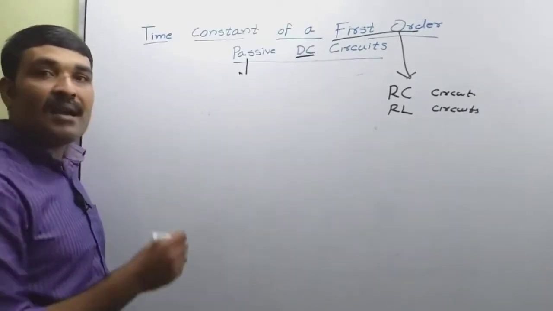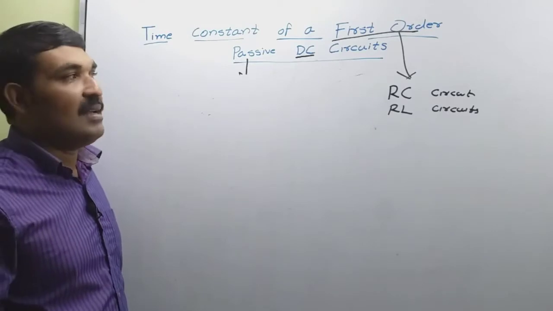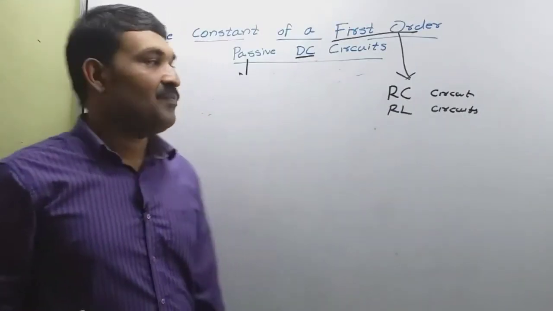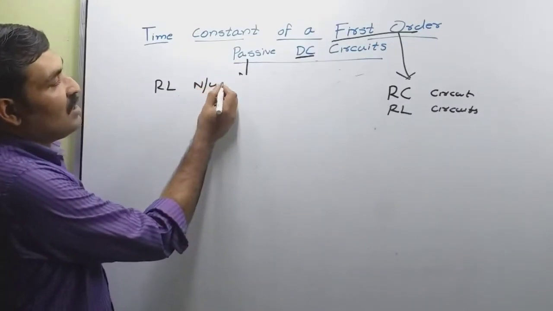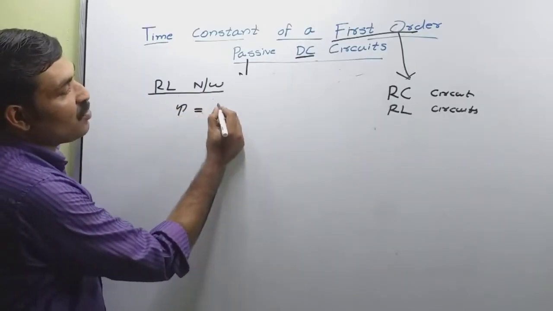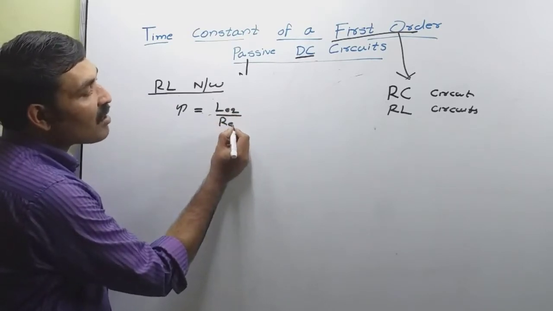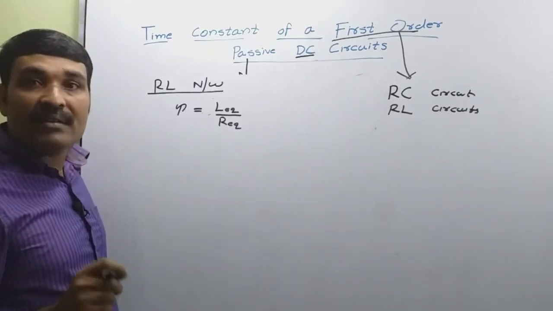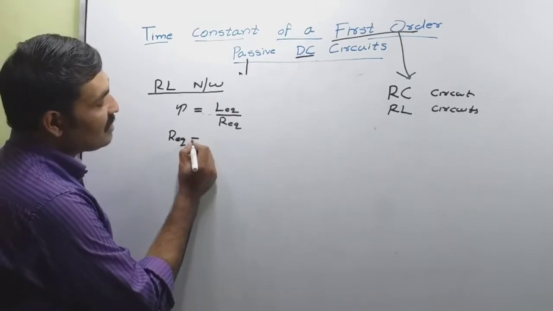For an RL circuit, the time constant tau is equal to L by R, and for an RC circuit, the time constant is equal to RC. For an RL network, time constant tau is equal to L equivalent divided by R equivalent. Here R equivalent is the equivalent Thevenin's resistance.